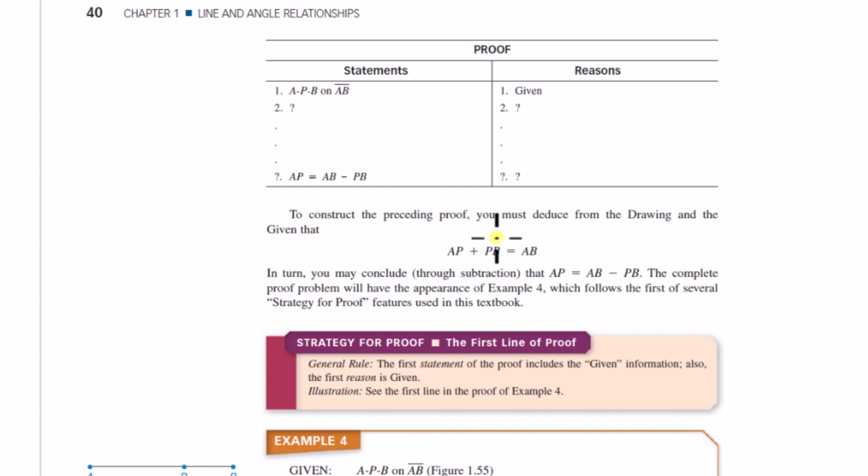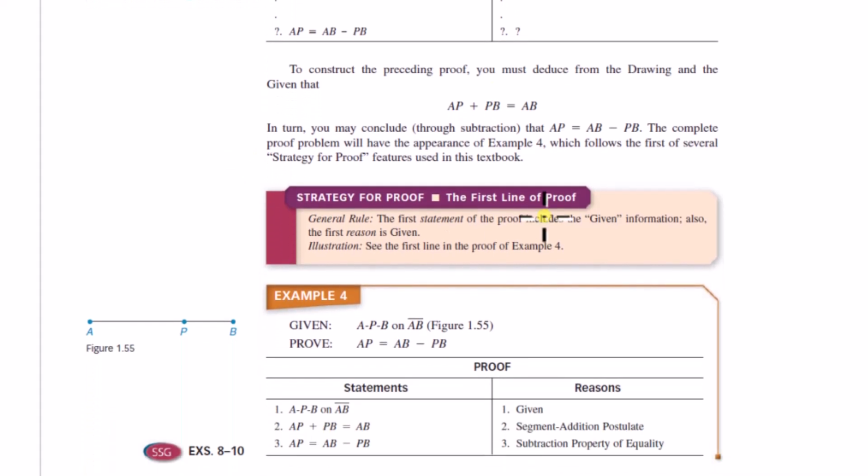To construct the preceding proof, you must deduce from the drawing and the given that AP plus PB is equal to AB. Exactly, and then you could use the subtraction property of equality and you're done. The complete proof problem will have the appearance of example 4, which follows the first of several strategies for proof featured in this textbook. This statement, AP plus PB is equal to AB, was a postulate that we learned. So I'm assuming they're going to state that postulate, and then you just use the subtraction property of equality.